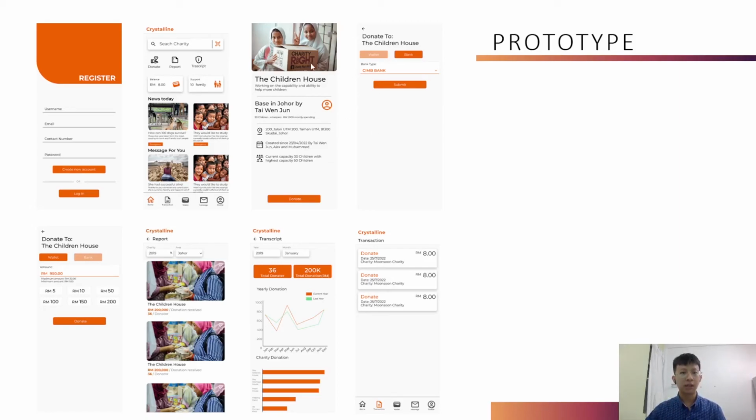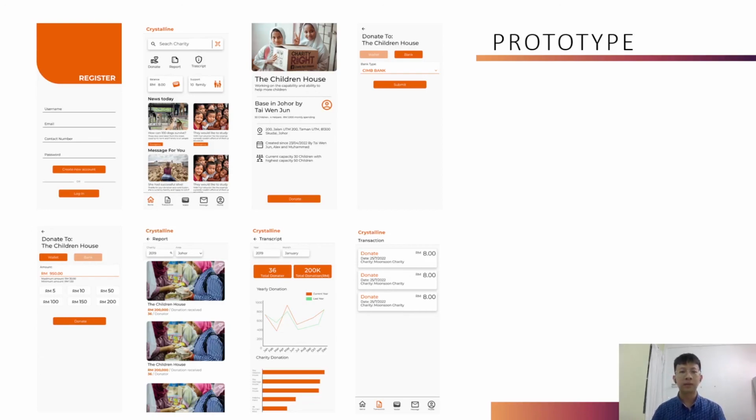Next is the charity information. If the donator wants to donate, he can see a title, the images, and further information like the founders, locations, and so on. He has the option to donate through banking or donate through wallet in the application. And here is the reporting. The user can see the number of donators of charities and the amount of money received by the charity, represented in visualization by charts. Below is the transaction history of the user.